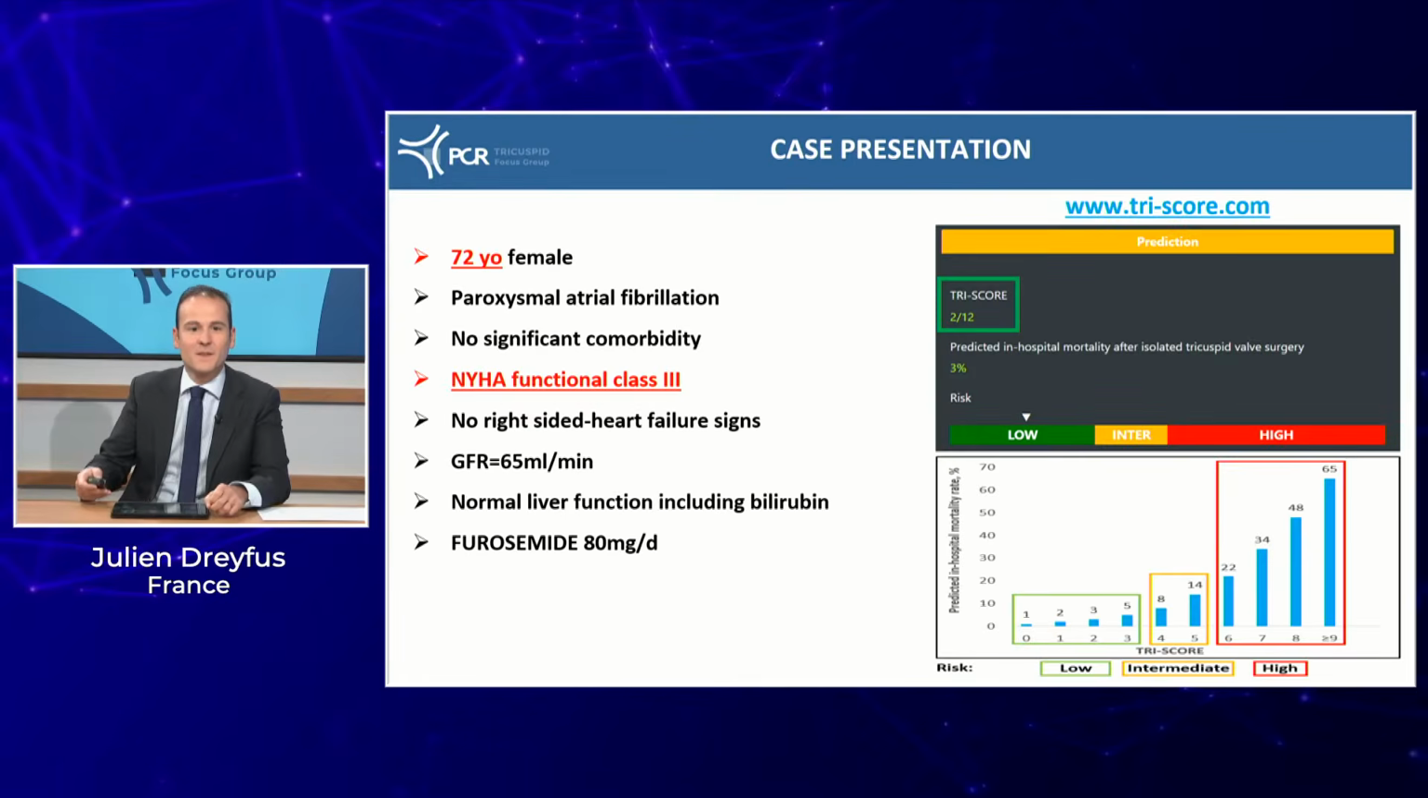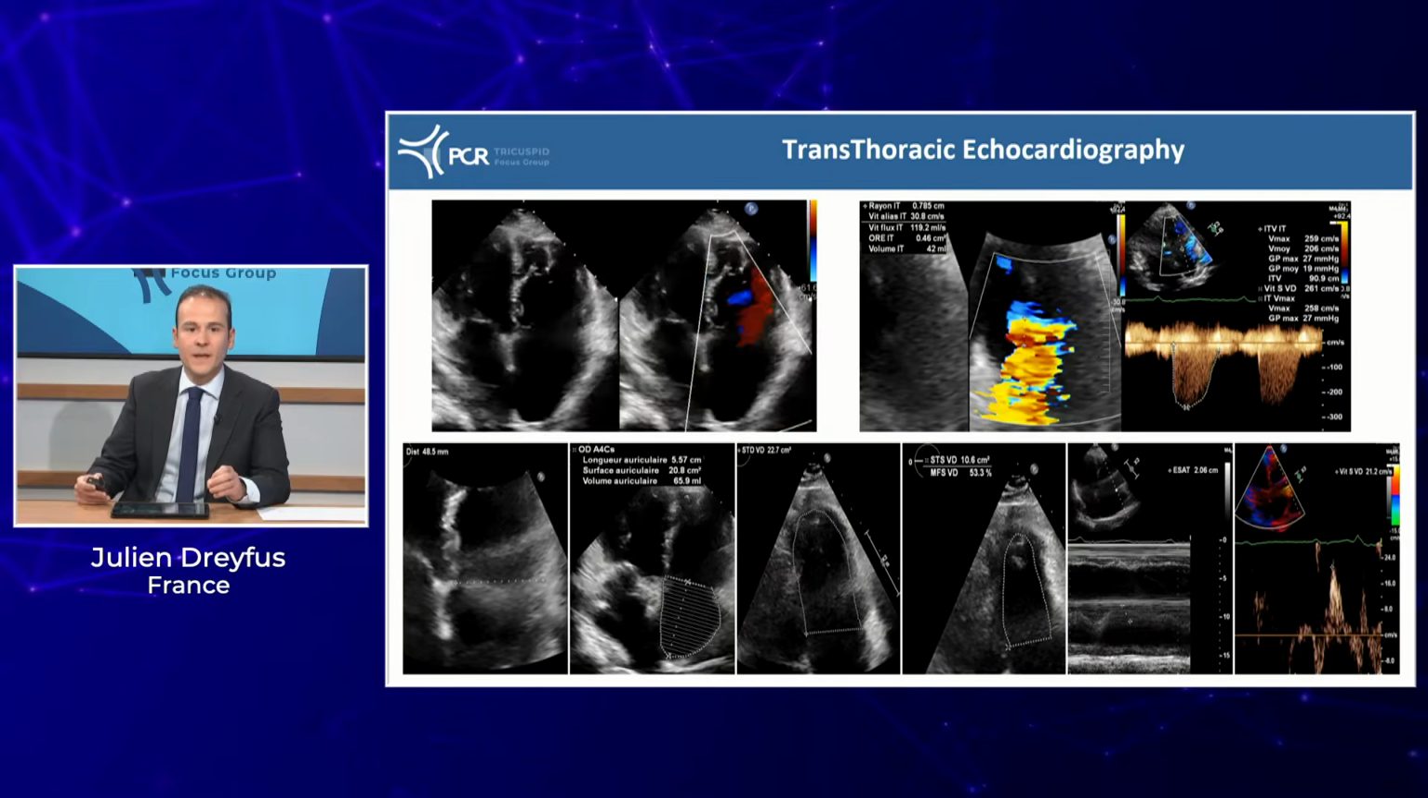So we will start with Julien, who will present us one case of TR. Thank you, Francesco. So I will present the case of a 70-year-old female who had paroxysmal atrial fibrillation, no significant comorbidity. She was symptomatic, presenting with NYHA functional class 3, no right-sided heart failure sign. She had no significant impairment of liver and kidneys, and she was treated with 80 milligrams of furosemide per day. Her TRI-SCORE was 2 out of 12, meaning a low TRI-SCORE with a low predicted in-hospital mortality.